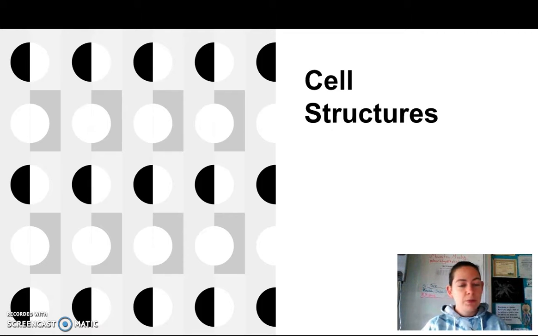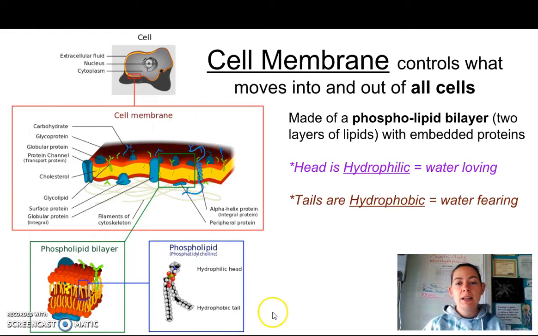So when you're ready, we're first going to start talking about structures that are in both prokaryotic and eukaryotic cells. Number one is the cell membrane. Probably the most important part of the cell because that's the outer boundary of the cell, kind of like the skin that holds all the stuff inside. It also is really important because it controls what moves into and out of the cell.